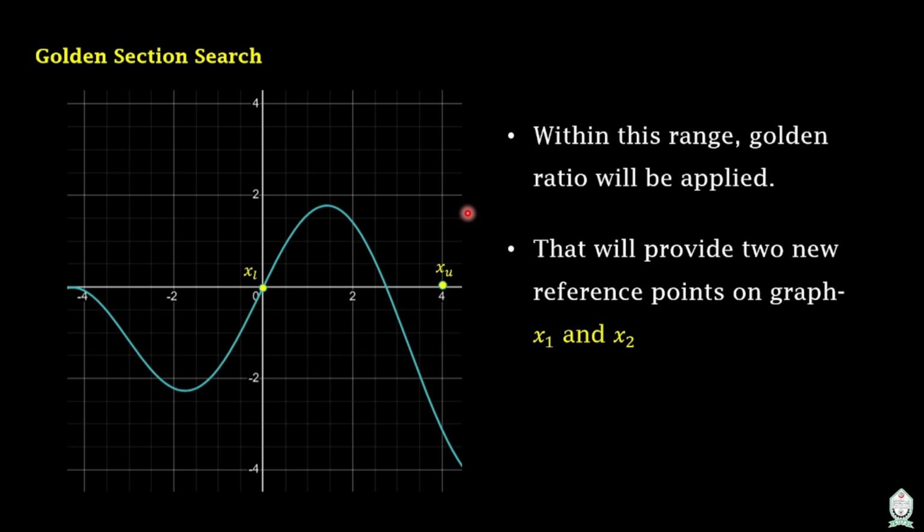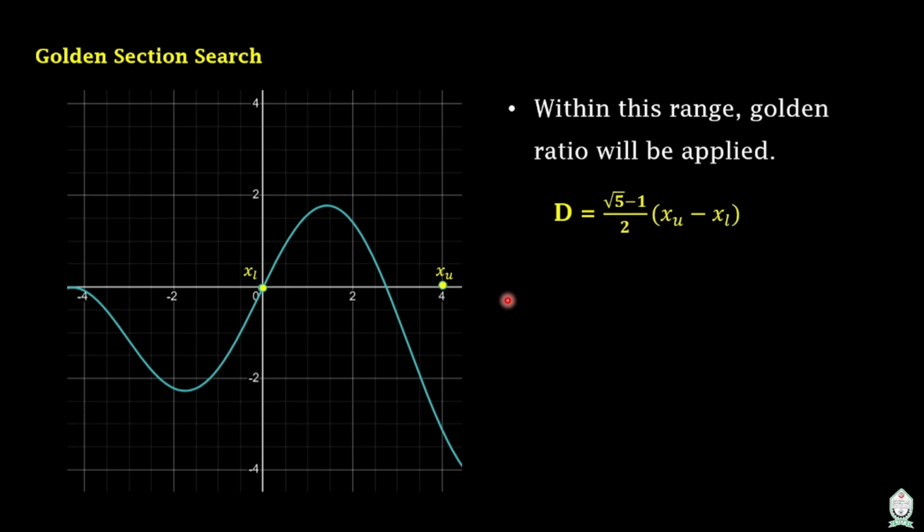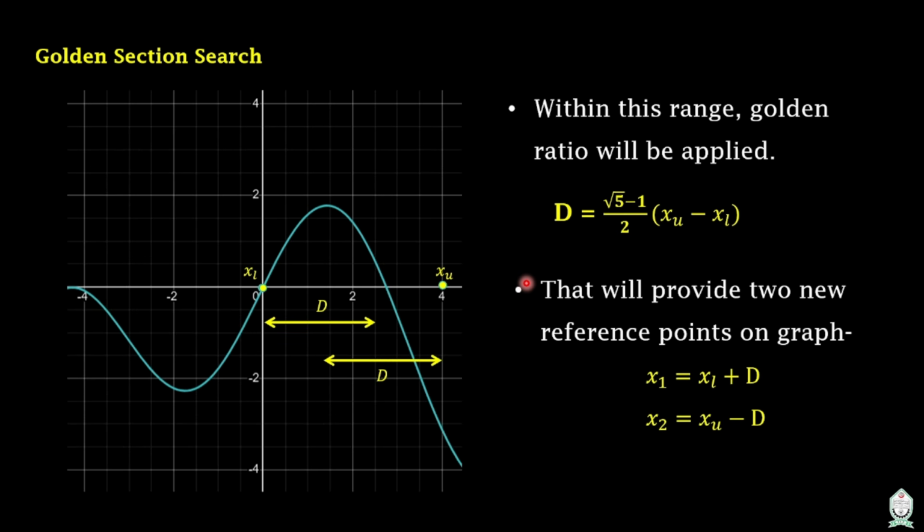Now we will apply the golden ratio, and after applying the golden ratio, there will be two new reference points on the graph. How will we apply this golden ratio? This is the golden ratio for this particular range, and using this, we will find two reference points on the graph. Those two new reference points would be x1, which is xl plus d, the golden ratio, and x2, which is x upper minus d. Here we will find our x1, and here we will find our new reference point, x2.